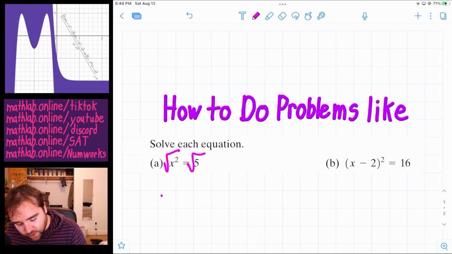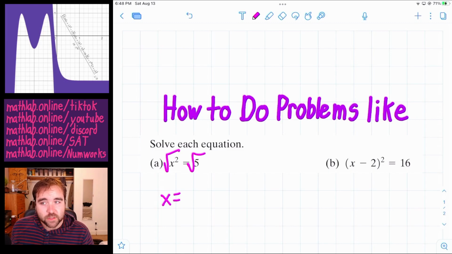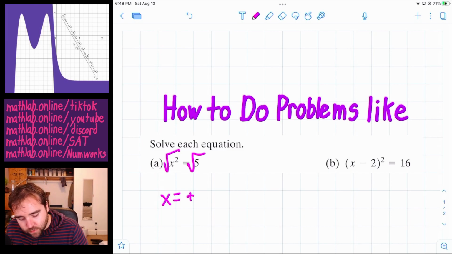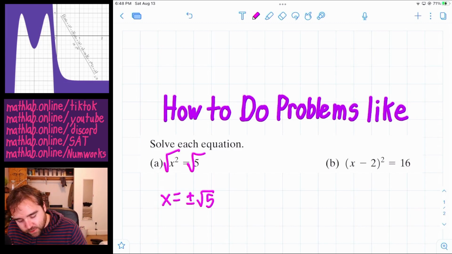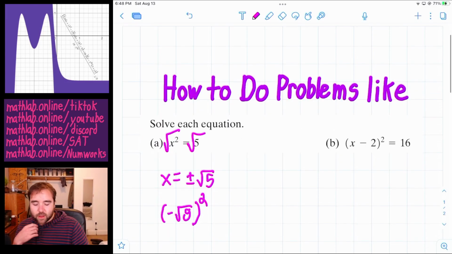Except for, here's the key thing, and this is absolutely critical, that whenever you square root both sides of an equation, you have to always remember to include the plus or minus. So for this, we're going to get x equals plus or minus the square root of 5. And the reason being, because if we tried to plug that in, if we plugged in negative square root of 5 in for x, see what will happen.